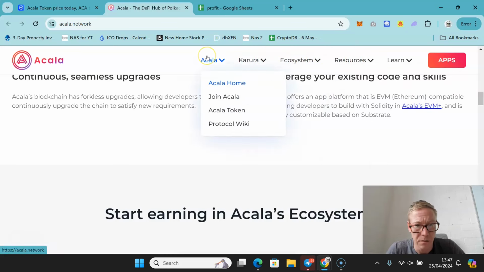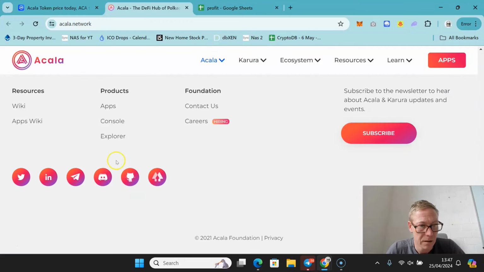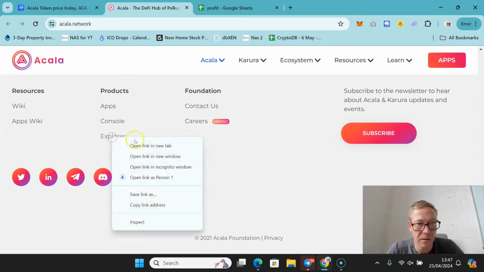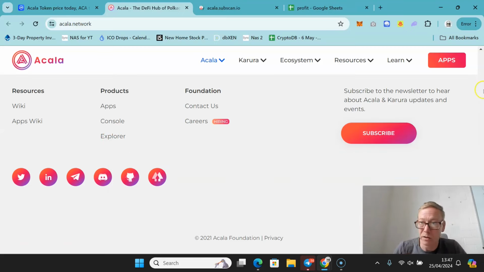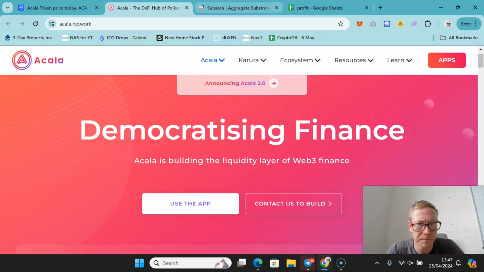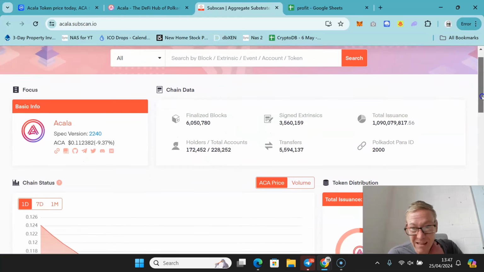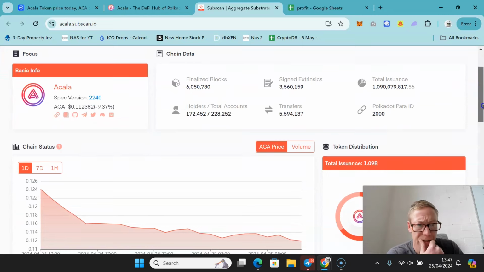And where is it? We need the Explorer. Where's the Explorer? It's gone. Explorer, there we go. So if we have a look at Acala's Explorer, we can see what's kind of cracking on at the moment. So holders, total accounts, 228,000. There are 172,000 holders. There's been just shy of 5.6 million transfers.